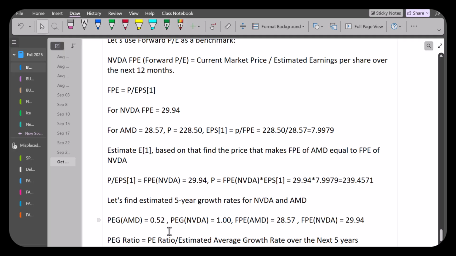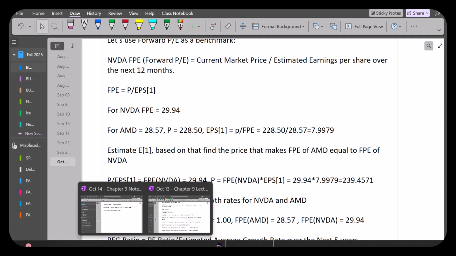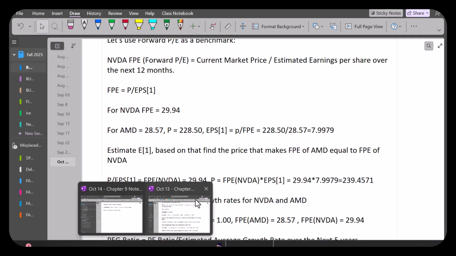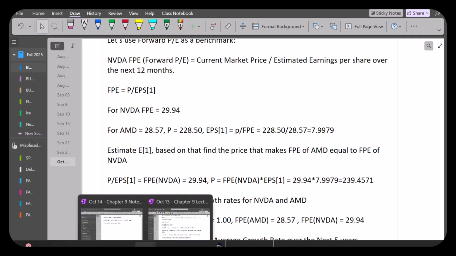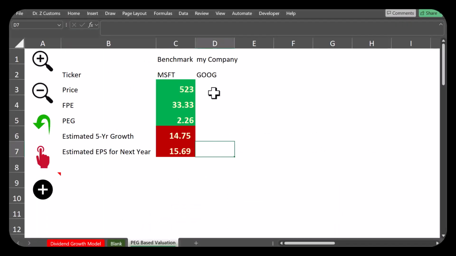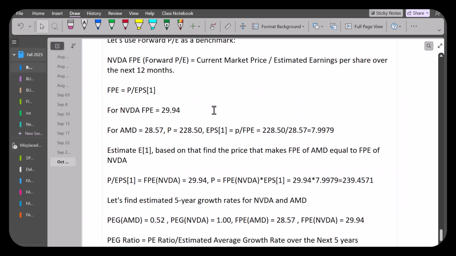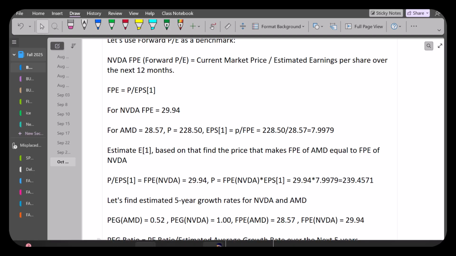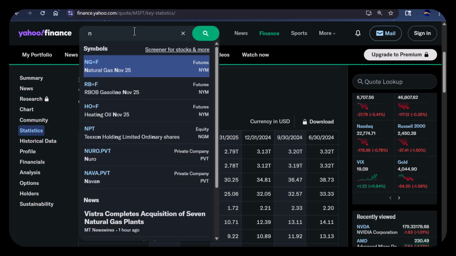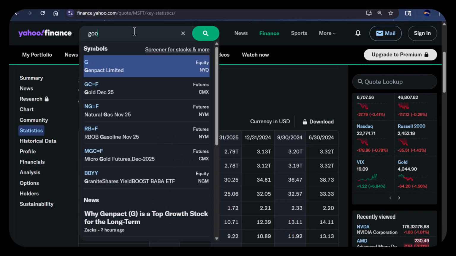Let's get the same number for, okay, for NVIDIA. Yeah. Oh, I'm in the wrong place. Not NVIDIA, I'm sorry, Google.